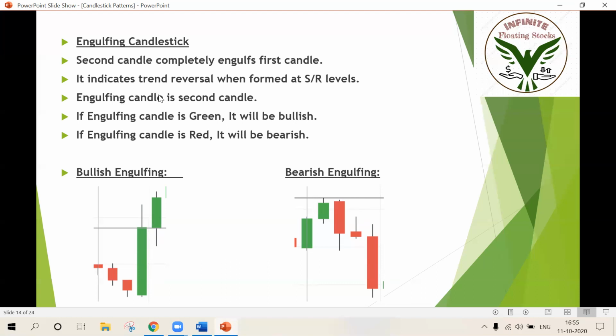Okay, and it indicates trend reversal when formed at a support or resistance level. The engulfing candle is the second candle. I already told you that. If the engulfing candle is green, it will be bullish. Now see, here the engulfing candle is green. It engulfed the previous red candle. That means more buyers came and the price is moving upward.